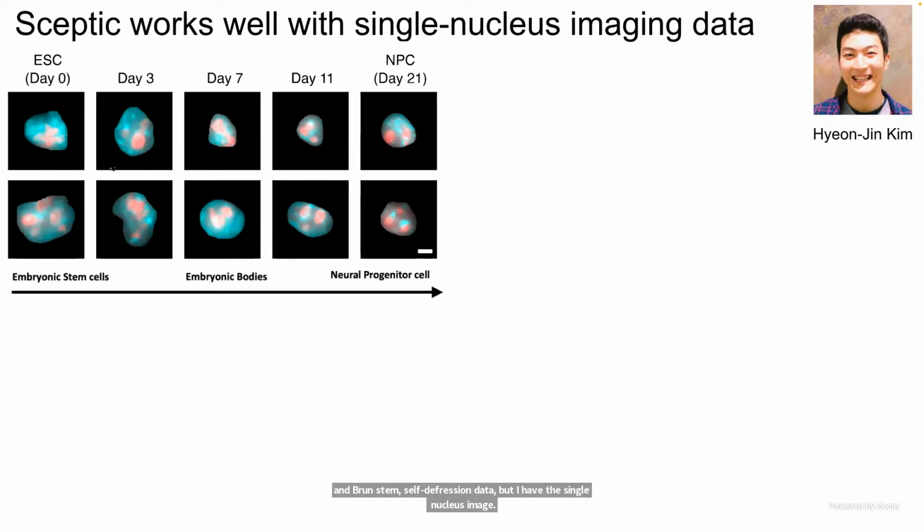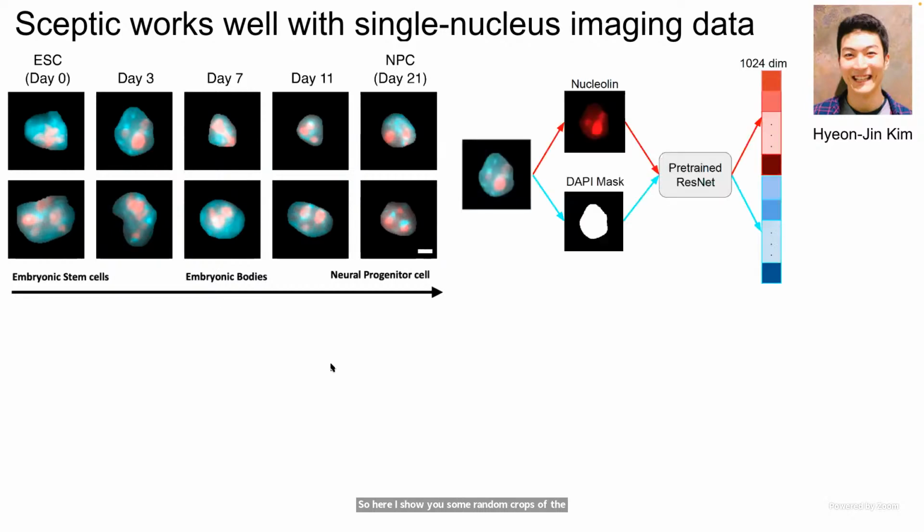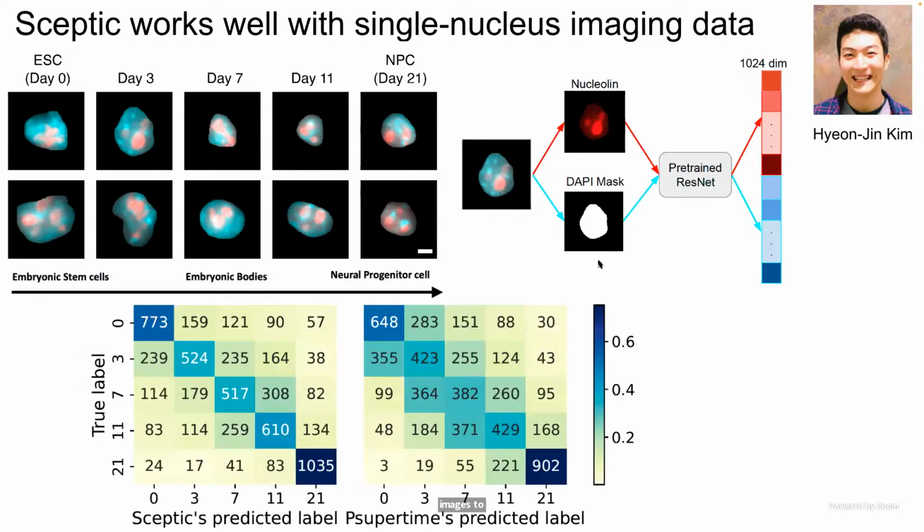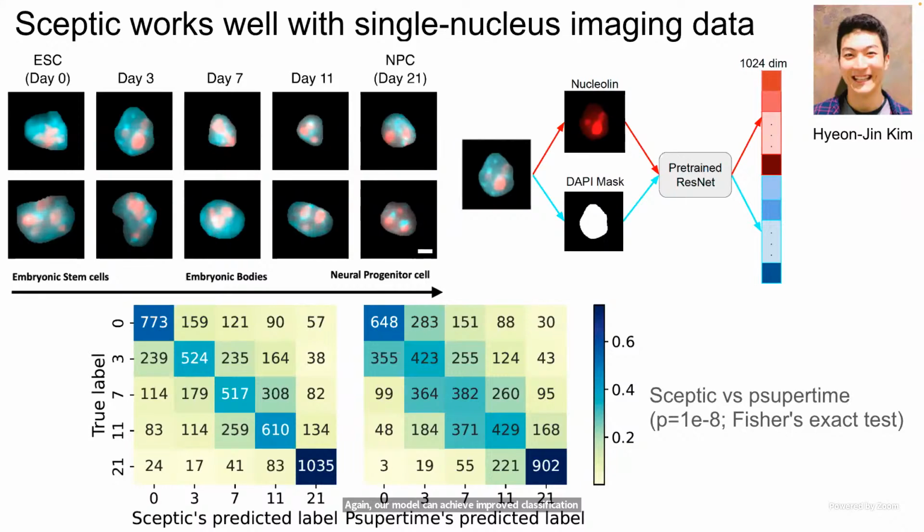Here I show you some random crops of the images from the five time points. Specifically, instead of running on the 2D images themselves, we adopt an image processing pipeline which uses a pre-trained residual net to embed all the 2D images into a 1024-dimensional representation. After we have the 1D vector for each image, we run the SCEPTIC model and compare with Pseudotime. Again, our model achieves improved classification accuracy, and the improvement is significant according to the Fisher exact test.